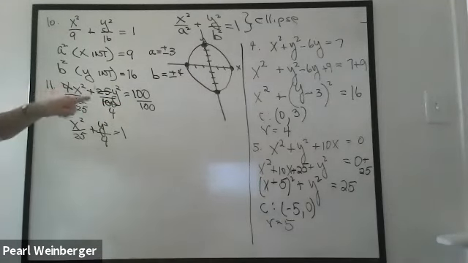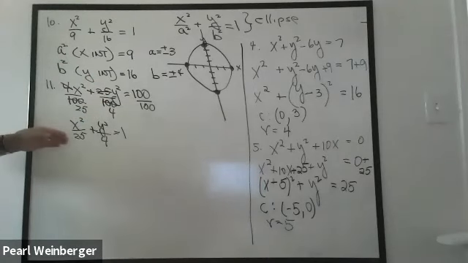Again, if you notice, the numbers sort of switch. The 4 ends up on the bottom of the y squared, and the 25 ends up on the bottom of the x squared. I'd say 99% of the time, that's what happens.